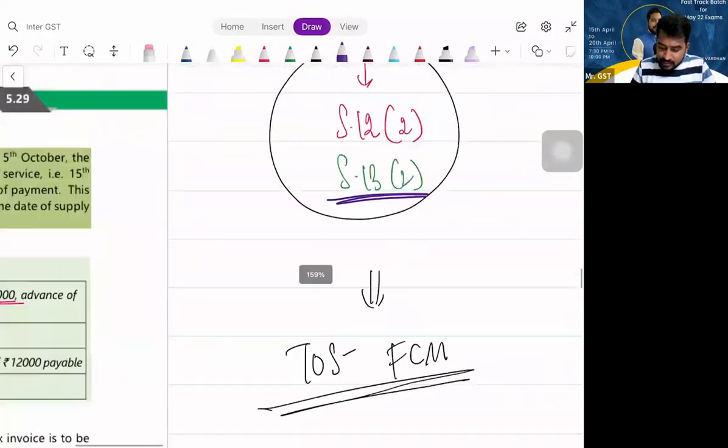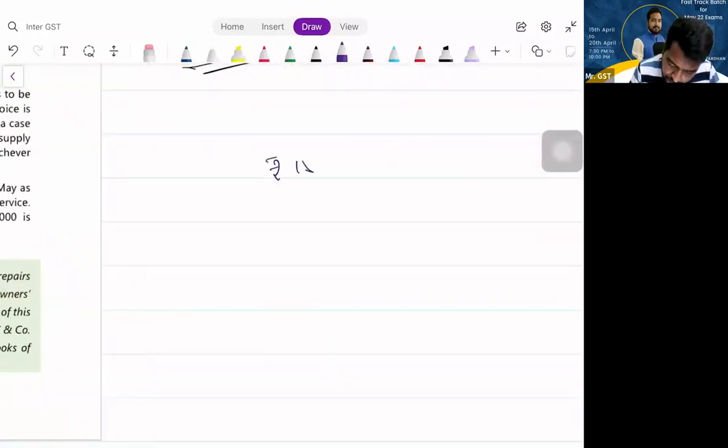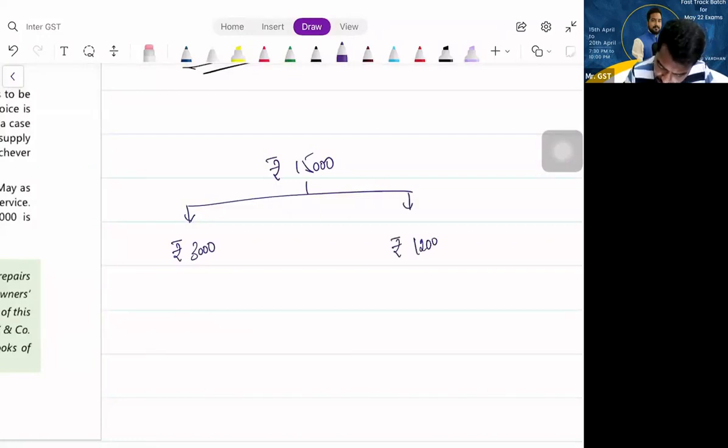So that means, please understand here, for rupees 15,000, I should calculate 3,000 separately and 12,000 separately. Okay, sir. Fine. So now for 3,000, what is the answer? What should I compare?